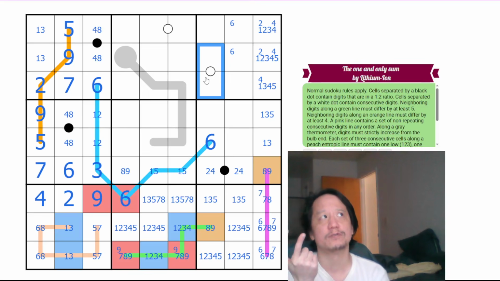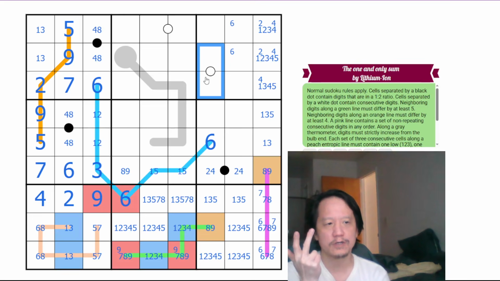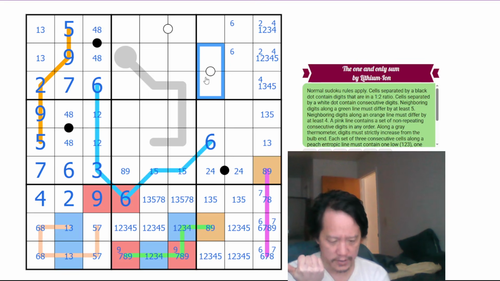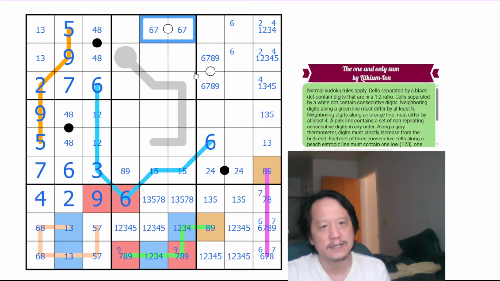2 and 3 doesn't work. That's 5 plus 17, 22. 3 and 4 doesn't work. That adds up to 7 plus 17, 24. 4 and 5 also doesn't work. That gives us 9 and 17, 26 at most. 5 and 6 doesn't work. That's 11 plus 17. So in these white dots, you have to have at least 6 through 9. And this can't be 6 here.